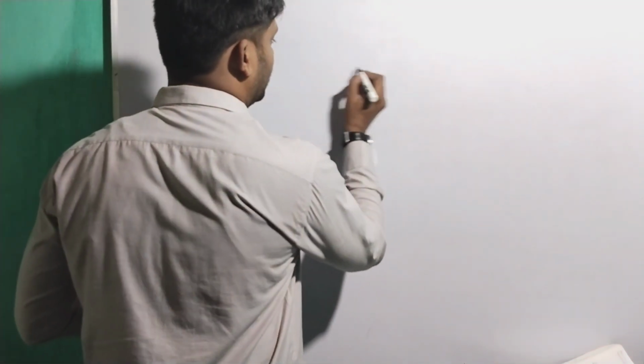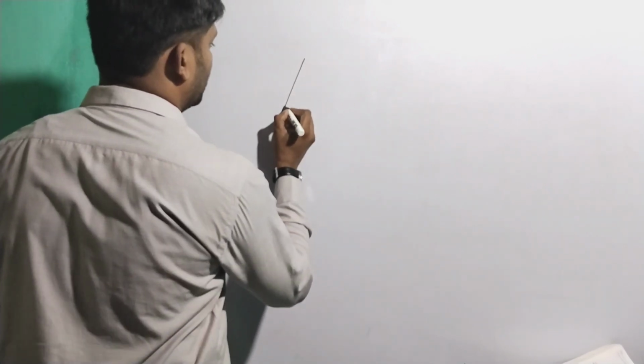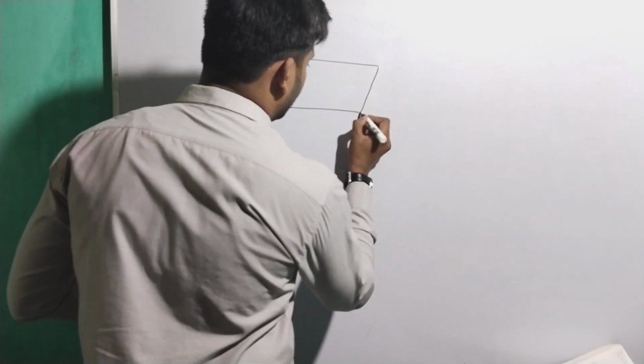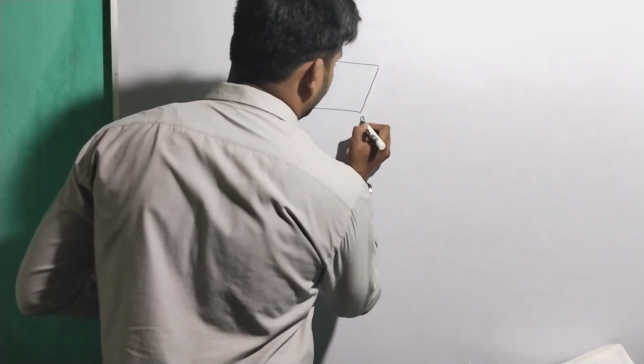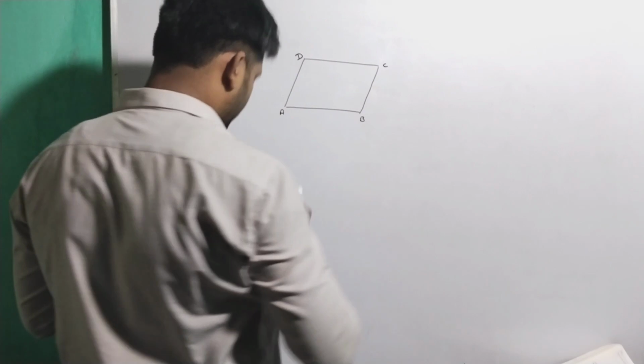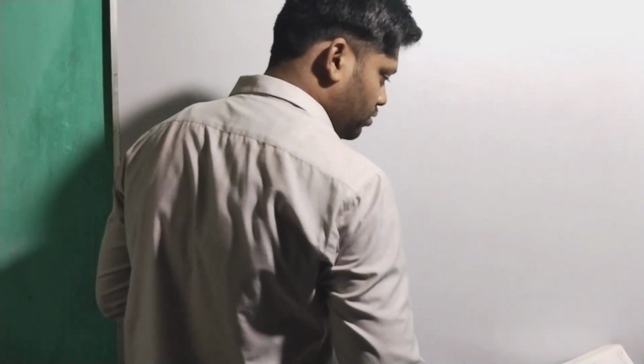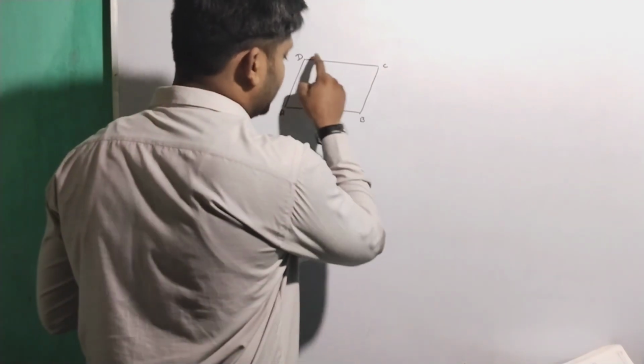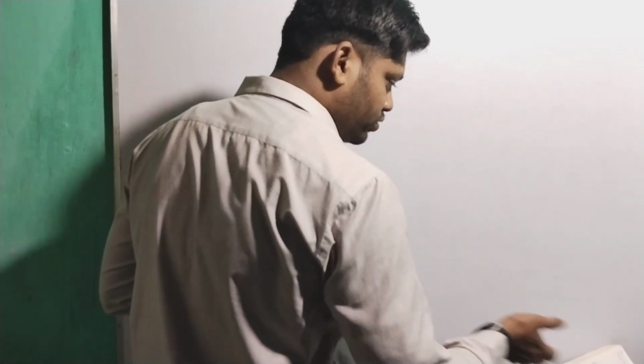Let me draw a rough parallelogram, because making a diagram will be very good for solving a sum. Whenever they give a sum without a diagram, you try to draw the diagram. Now in this, what are the angles? Angle A, angle B, angle C, angle D. So these are the angles.